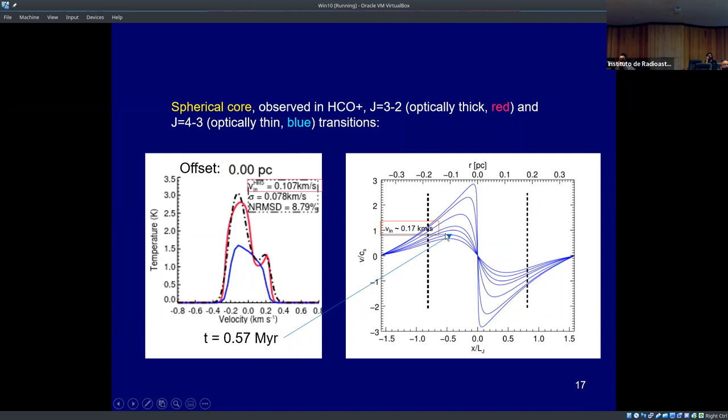But what's interesting to note is that this is the velocity that the algorithm retrieves, the infall speed that the algorithm retrieves, about 0.1 kilometers per second. While at this time, the real infall velocity in the core is about 0.17. It's still subsonic, but it's already like 70% larger.